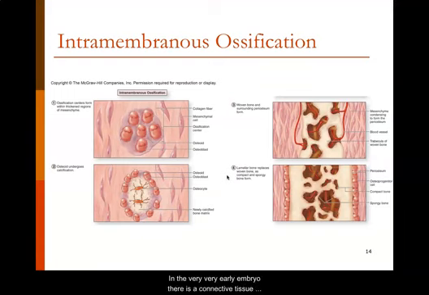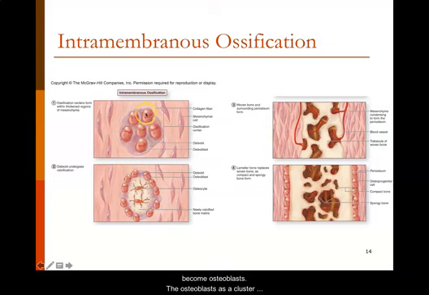In the very, very early embryo, there is a connective tissue proper called mesenchyme. It's an embryonic connective tissue, and it's got a lot of stem cells. Well, when some of those stem cells are stimulated to become osteoblasts, that's what's going to stimulate intramembranous ossification. Some of the stem cells within the mesenchyme are going to be stimulated to become osteoblasts.